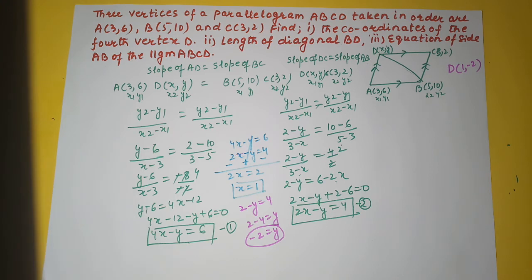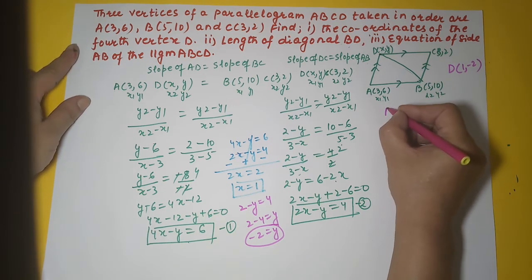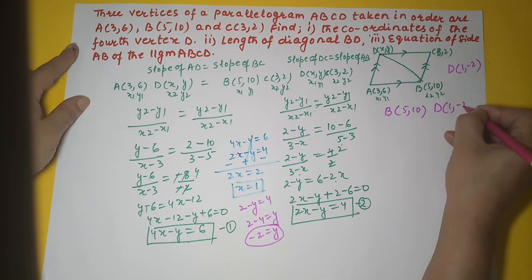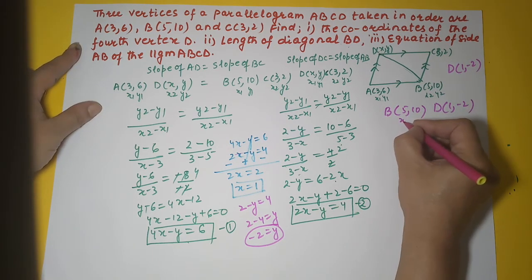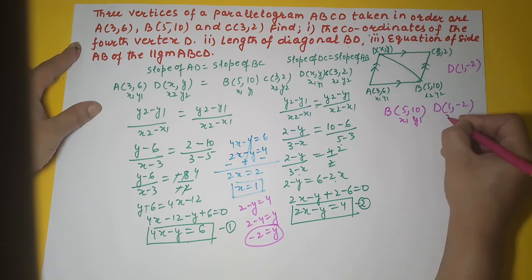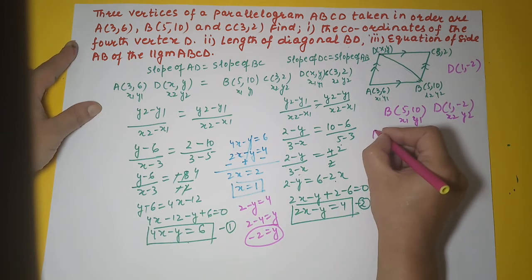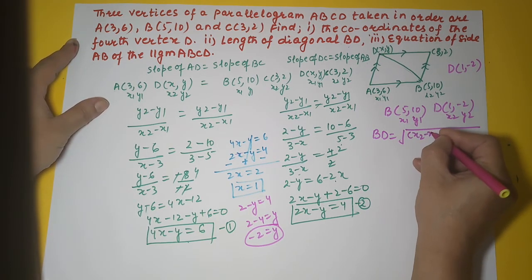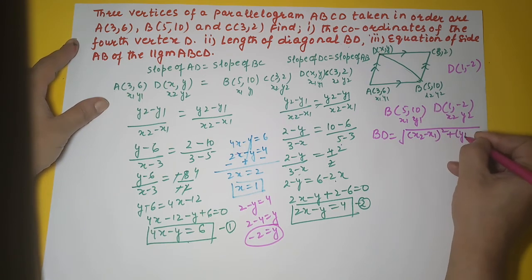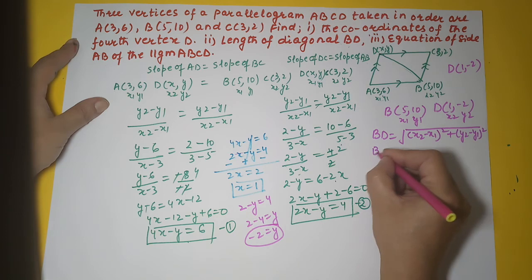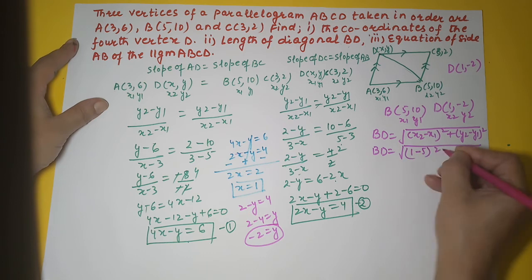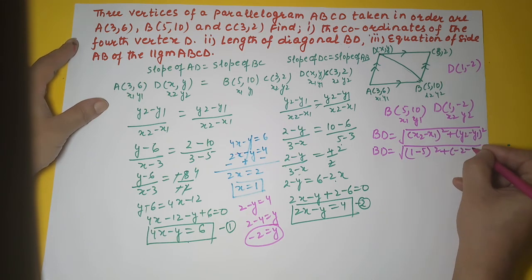You found these coordinates. Now he wants you to find the length of the diagonal BD. For that, what are the coordinates of B? 5 and 10. And what are the coordinates of D? 1 and minus 2. We have found them. Now this becomes your x1, this becomes your y1, this is your x2 and this is your y2. And we know by distance formula we can find this as x2 minus x1 whole square plus y2 minus y1 whole square. We have all the values.